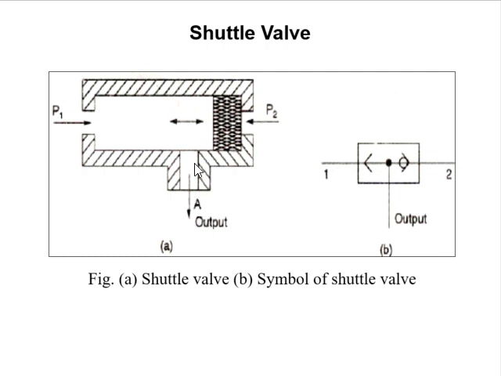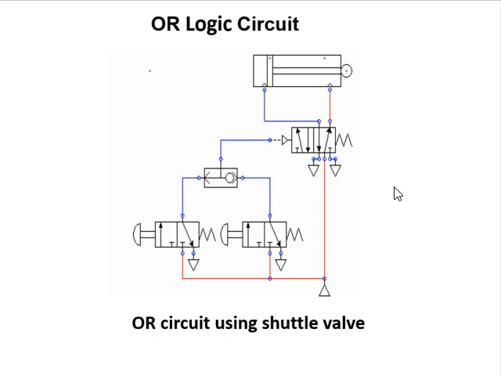So this valve is used for an OR circuit. By using this valve we can generate the OR logic. It is symbolically represented with this symbol: two check valves, one ball which slides in between these two valves, and one output. Now we will see the circuit with respect to the shuttle valve. As I said, this shuttle valve is used to create an OR logic.